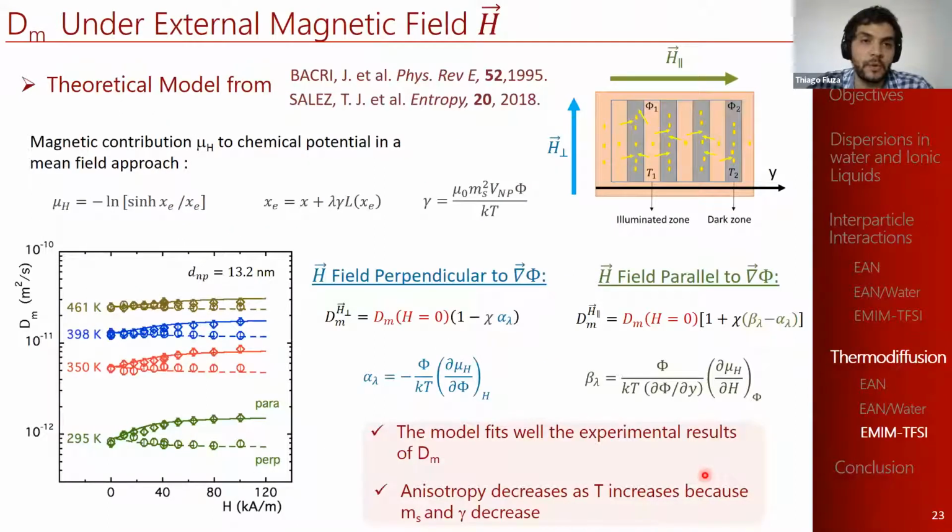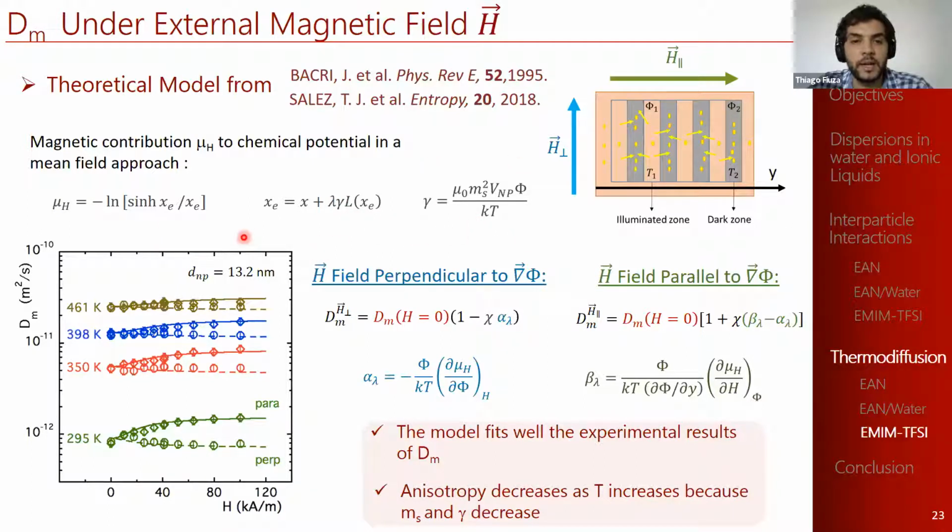Okay, so to analyze the data as a function of the magnetic field, we use the theoretical model developed by Bakri and Salis. This model uses the magnetic contribution of the chemical potential, using the mean field approach. So we have here the chemical potential as a function of the Langevin parameter, and then the effective Langevin parameter. And here we have it as a function of the Langevin function and the Langevin parameter. This is also a function of the polar interaction parameter, as we can see here.